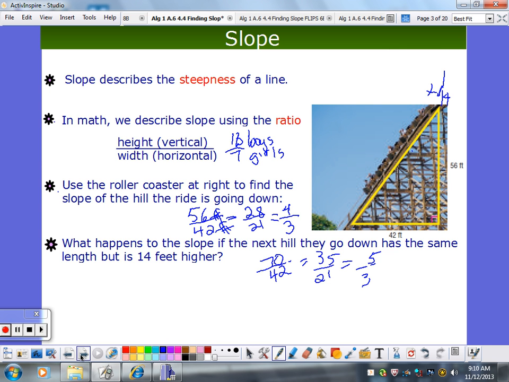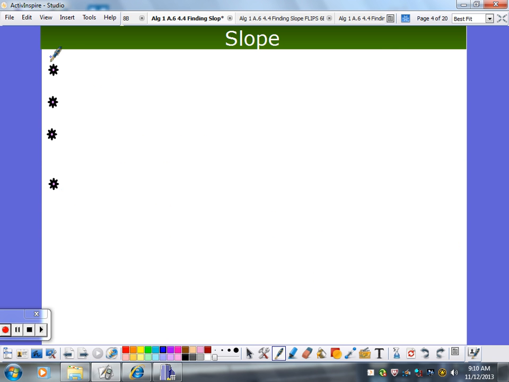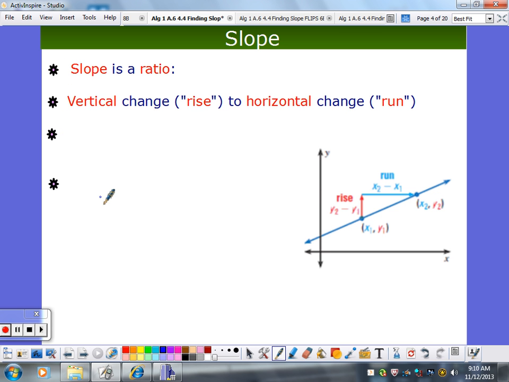So let's see what else we're doing here. Slope is a ratio. It's the vertical change to the horizontal change. Now this can be a little confusing sometimes. So I'm looking at these 2 points here. Let's just look at this diagram. This one says x1, y1. This one says x2, y2.